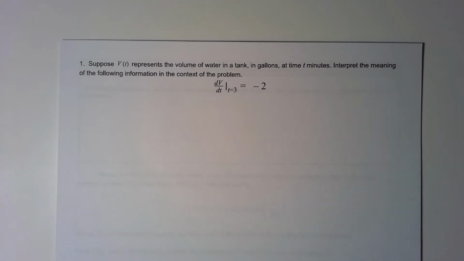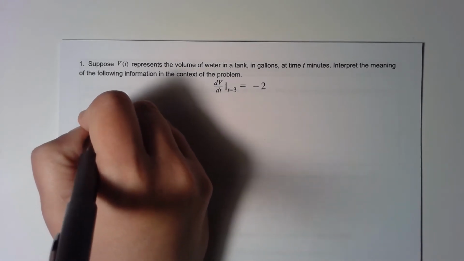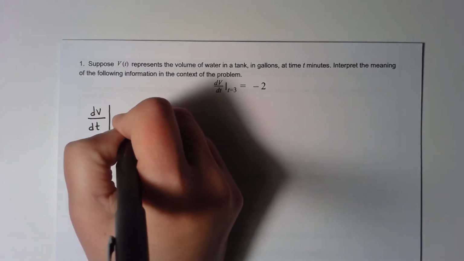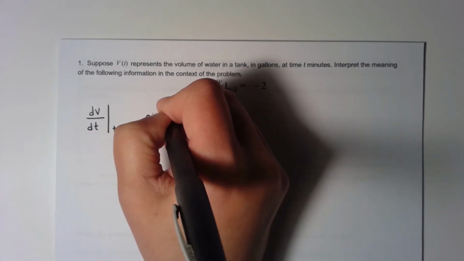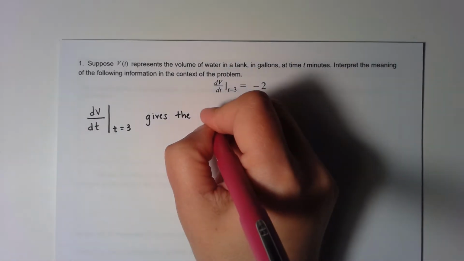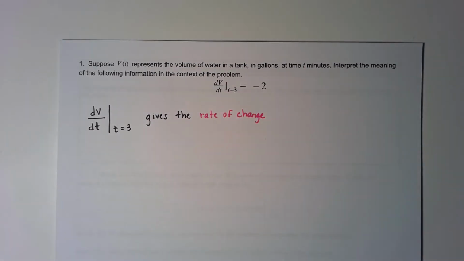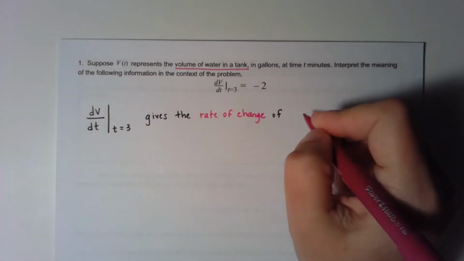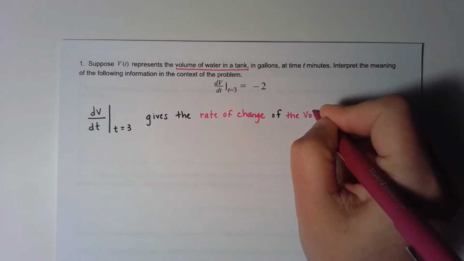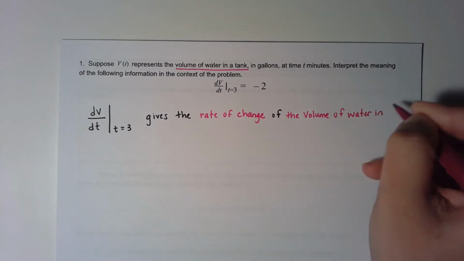So if we wanted to interpret this, we would say dV over dt evaluated at t equals 3 gives the, and here's where we're going to use our noun, the rate of change of, in this case, since we were originally finding the volume of the water in a tank, it's the rate of change of the volume of water in the tank.